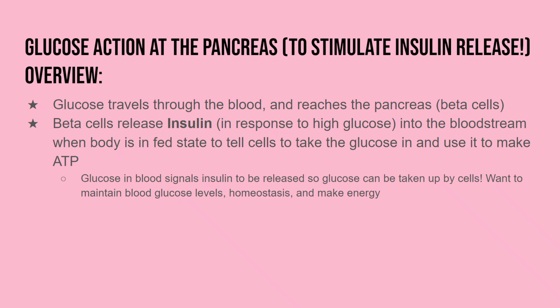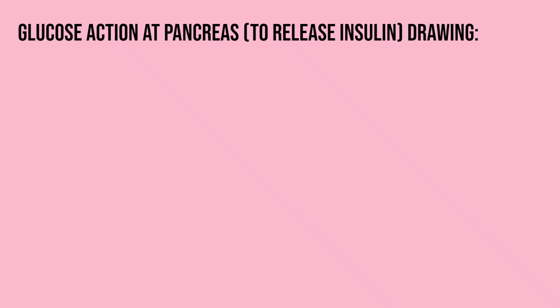We have the high blood glucose, we go to the pancreas, which is then going to release insulin. And what the insulin is doing is kind of signaling to your body that there's glucose in the blood and we need to take it into the cells. Because we can't just keep raising our blood glucose because we're going to move out of homeostasis, and we want to make energy. Okay, so now we have the next drawing.